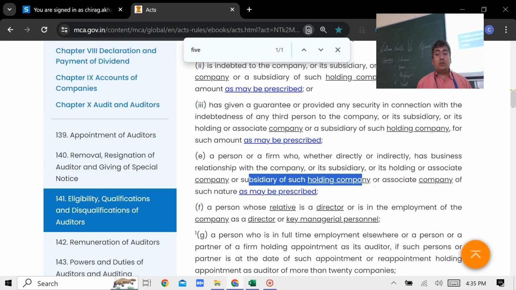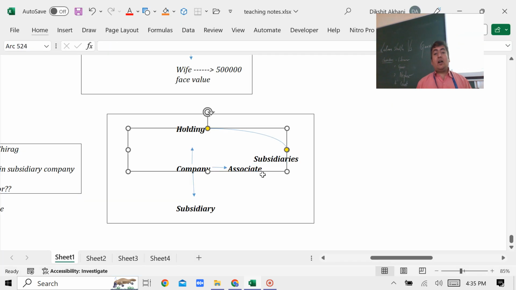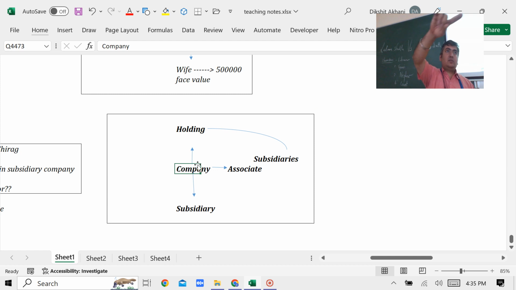But look at this now. Or associate of such nature as may be prescribed. As may be prescribed. So whatever other associates, what do you mean by other associates here? Suppose these company's directors are partners in another partnership firm. If the central government wants, right now it's not, but if the central government wants, they can specify that such associated parties will also be included over here, and you cannot continue there also. The directors are common. Are you getting my point?